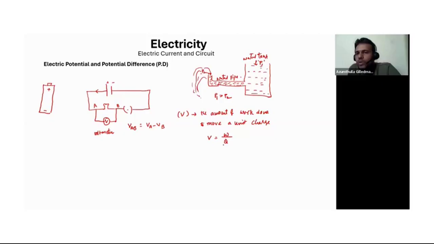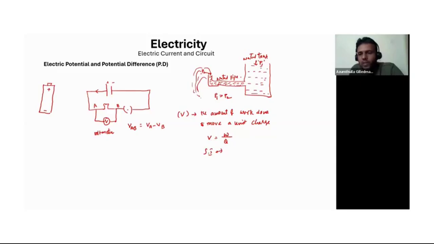So if Q amount of charge needs to be moved by doing W work, if W amount of work is needed to move Q amount of charge, then the potential difference V can be calculated using W by Q. Understood? So then what are the SI units?